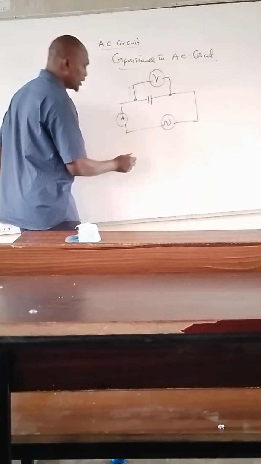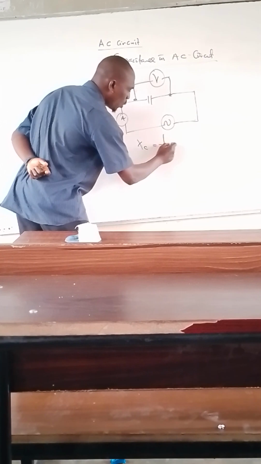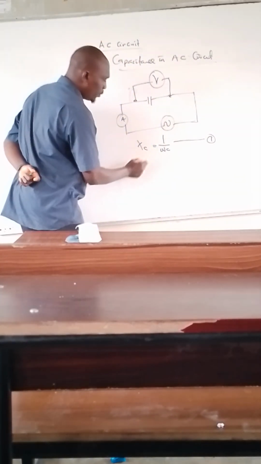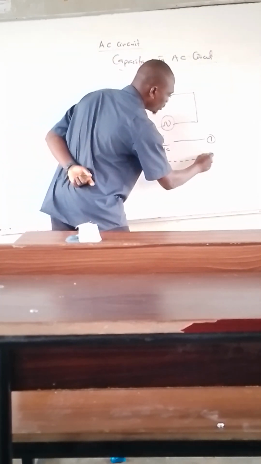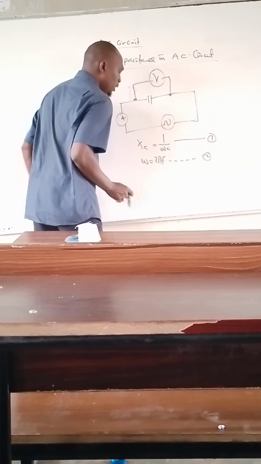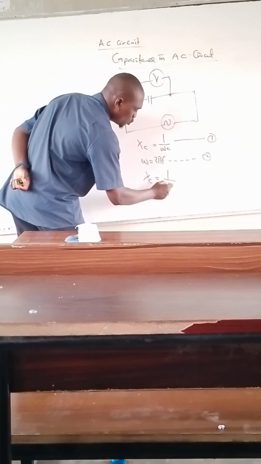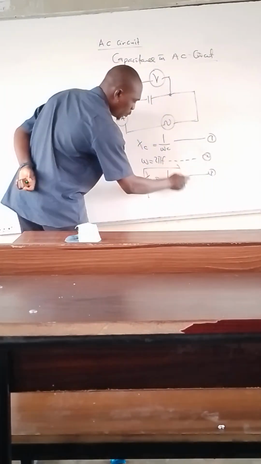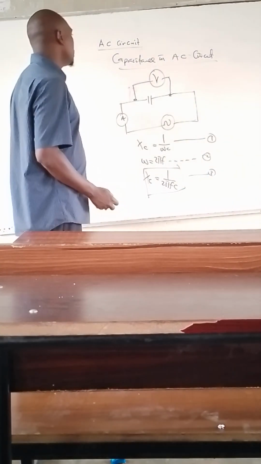The formula for capacitance in an AC circuit is XC is equal to 1 over omega C. We call it equation 1. Omega is equal to 2 pi F, equation 2. So substituting 2 in 1, we have XC is equal to 1 over 2 pi F C, equation 3. This is the formula we use to calculate capacitive reactance in an AC circuit.